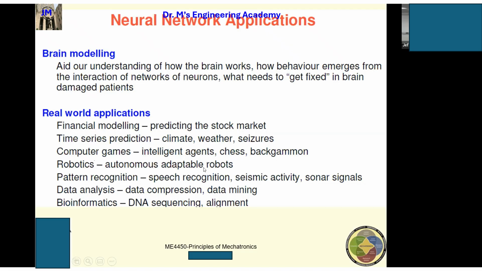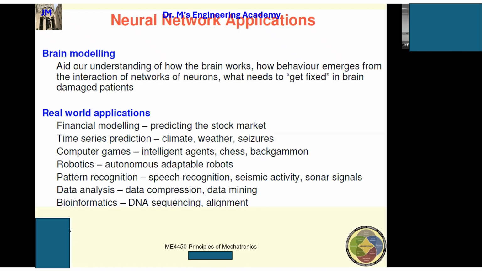Maybe you have heard the news. The IBM computer beat the Japanese chess champion. Do you guys know this news recently? Yeah. Okay. Because the computer learns very quickly, it can self-learn. It just learns from the computer.